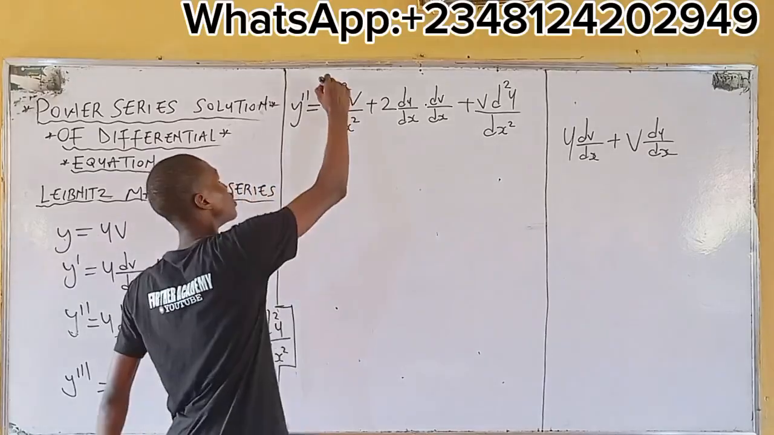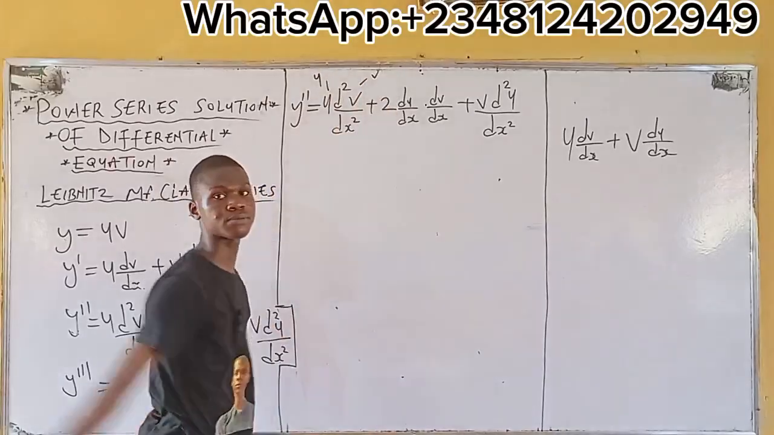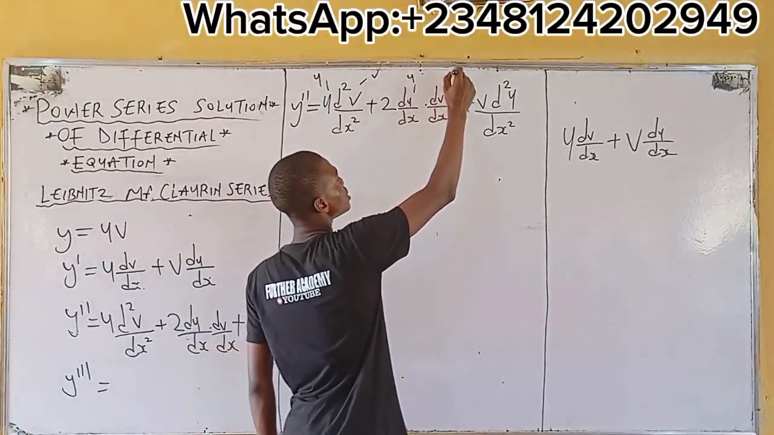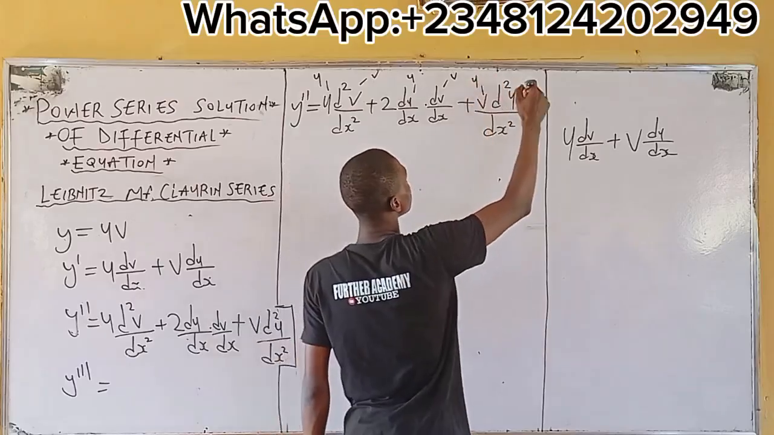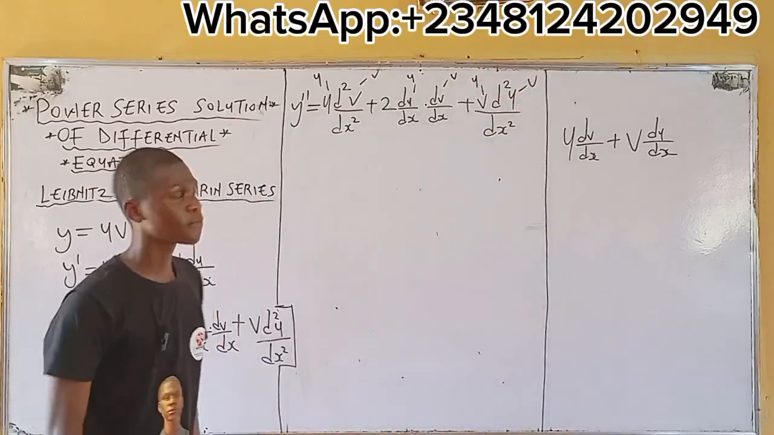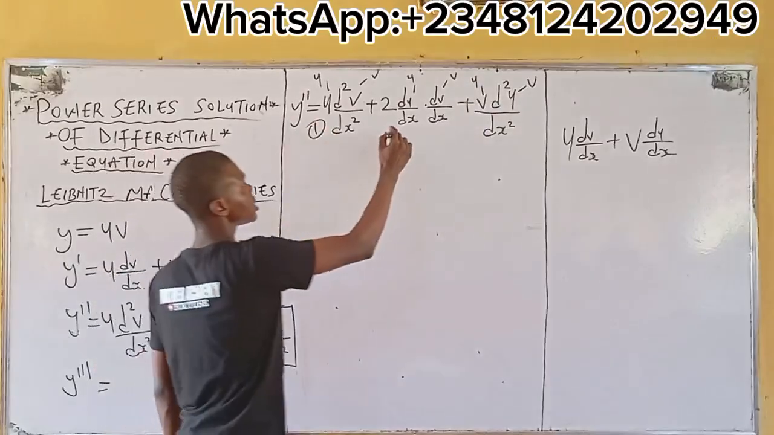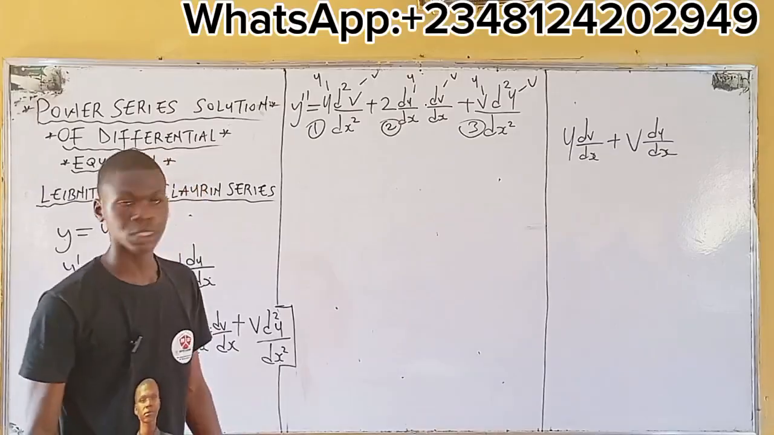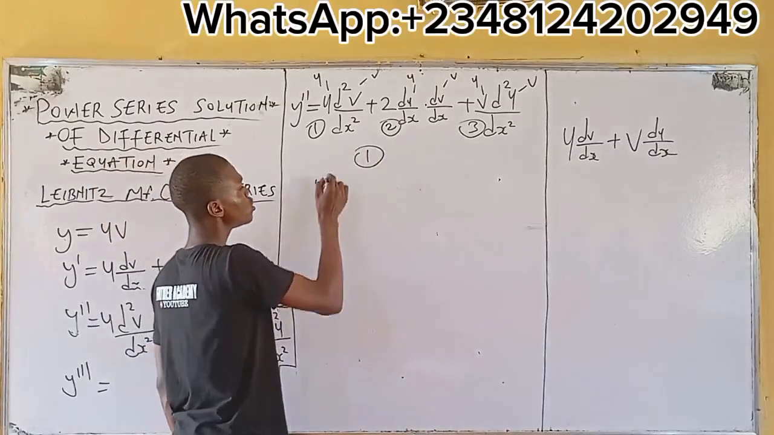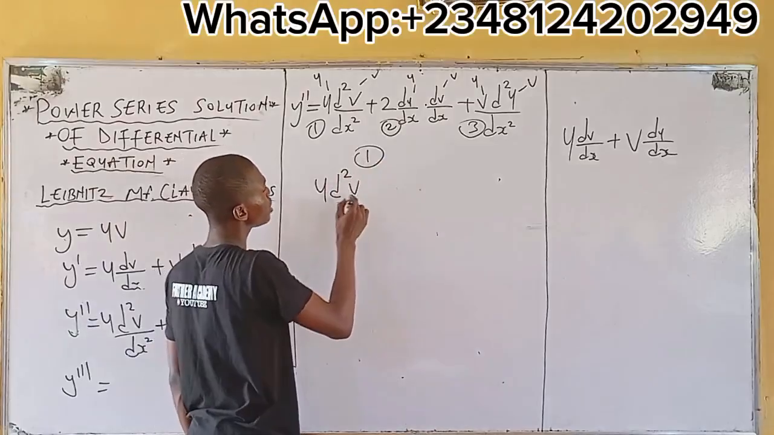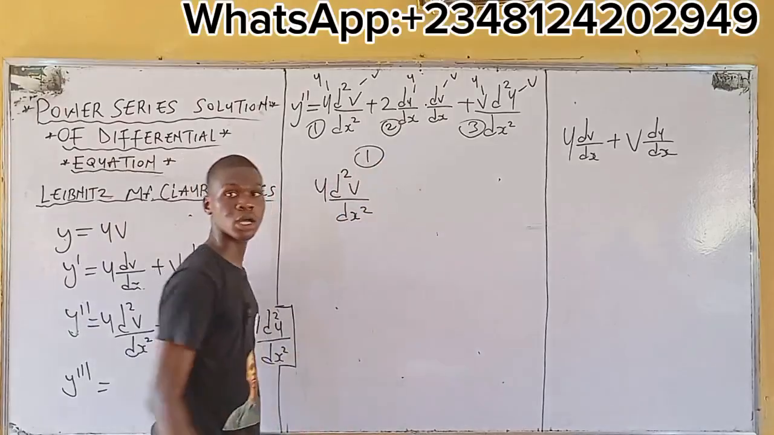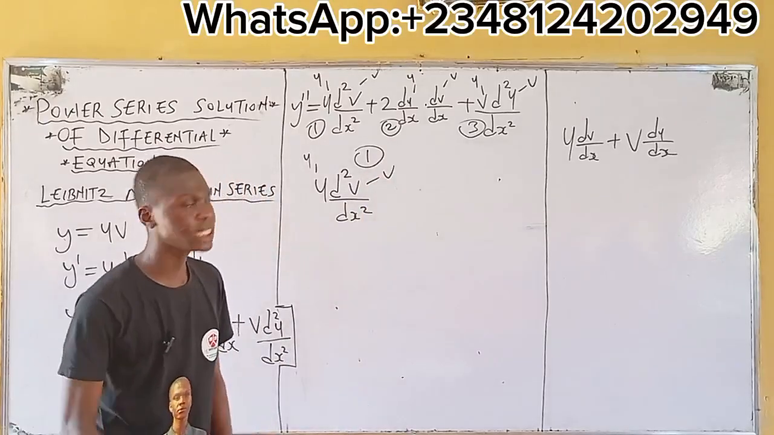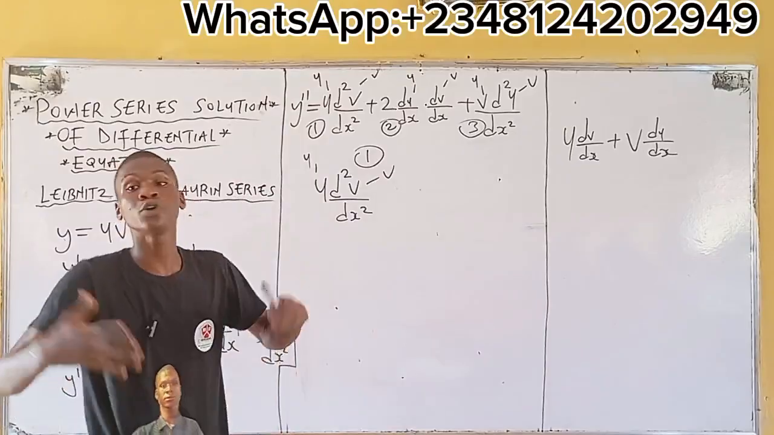In this case, this is your u, this is your v, this is your u, and this is your v, right? For easier calculation, let's say this is 1, this is 2, and this is 3. Now applying product rule to 1, I'm having u d²v over dx², where this is u and where this is v.